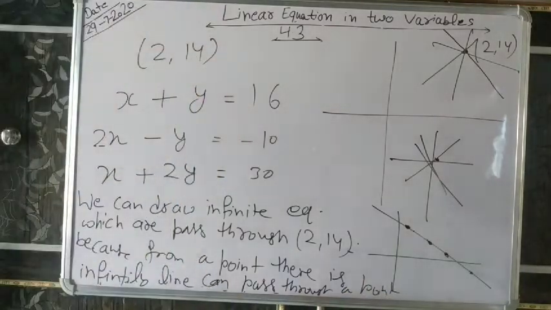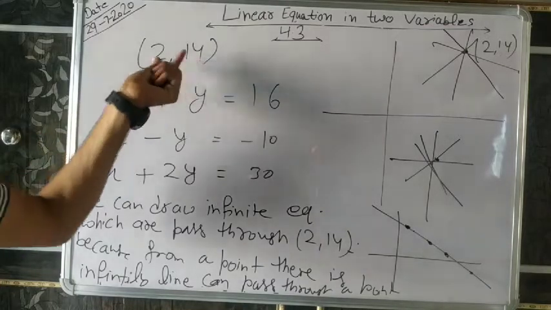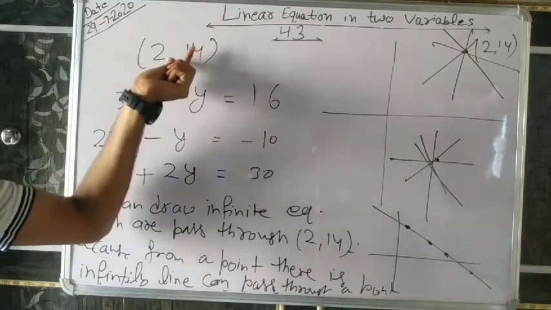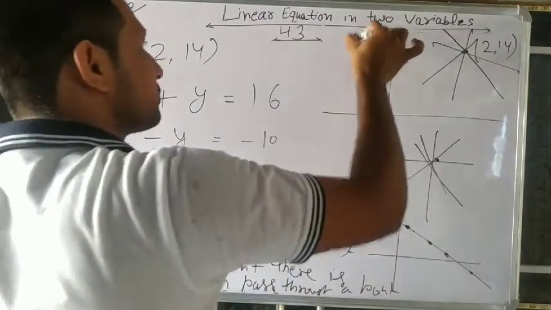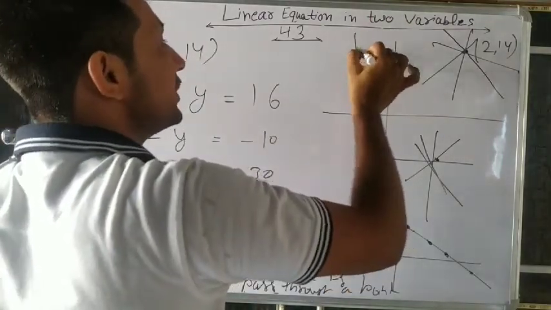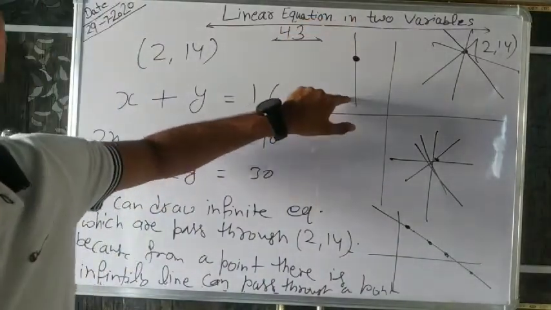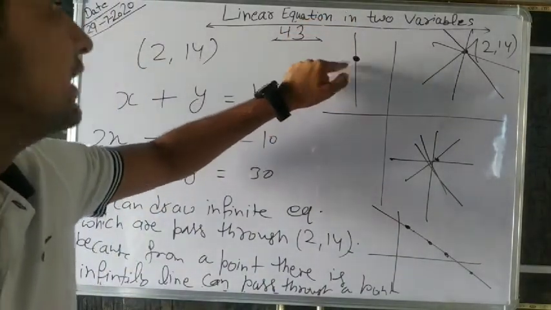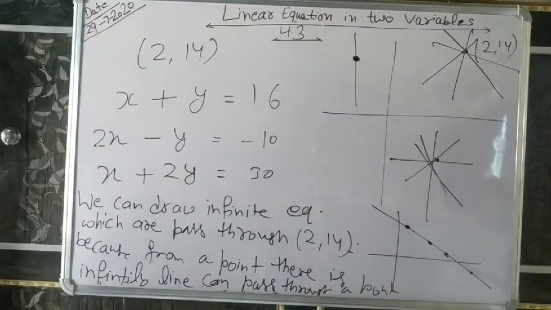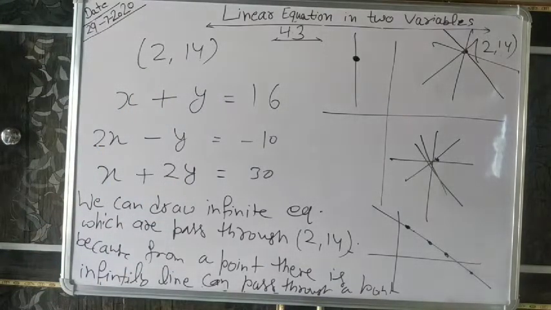So it is the reason. Understand? Because we have to write the equation which passes through this point. If any equation passes through this point, it means this point satisfies it. It means this point is the solution of this equation. And solution means satisfy the equation. Do you understand? So there are infinite equations.